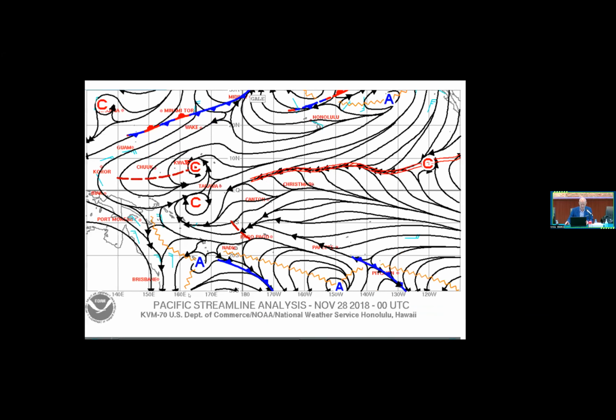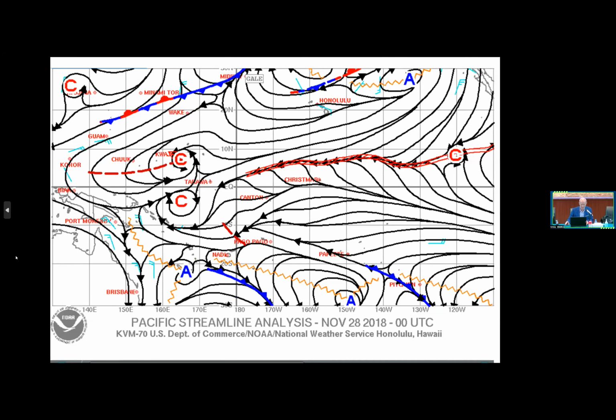Okay, and now a nice streamline analysis produced by the NOAA Hawaii Weather Center. I like this kind of chart. It's the surface streamlines. So what do you recognize? Too easy. You recognize the symmetrical vortices, and westerlies, we don't see the strength, but it's an equatorial Rossby wave again.